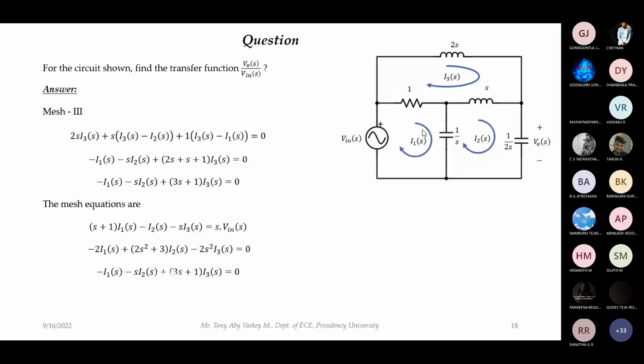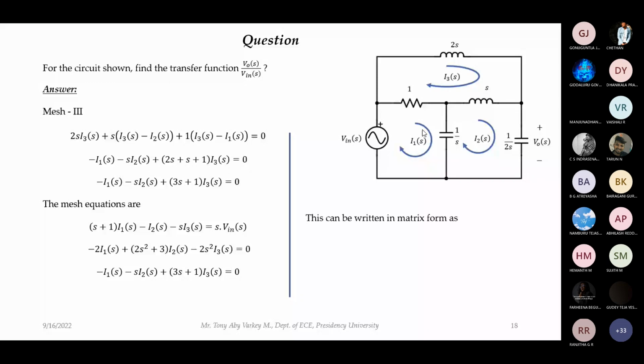Now tell me, in matrix form, what will be the size of the matrix? 3 cross 3. So can you tell me what will be the first row of the matrix? First row of the matrix: s plus 1, minus 1, minus s.